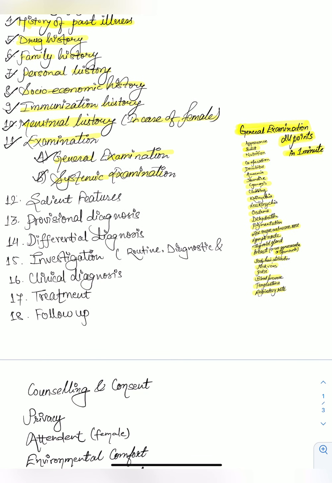And for remembering it, we can go like this: A, B, C, D. A for appearance, B for body build. With body build, you can add nutrition. And C for cooperation, D for decubitus.